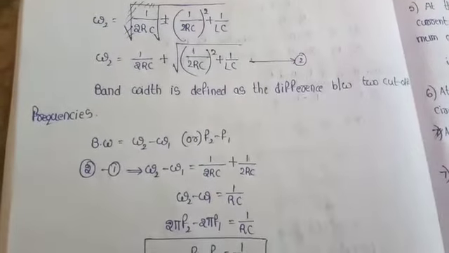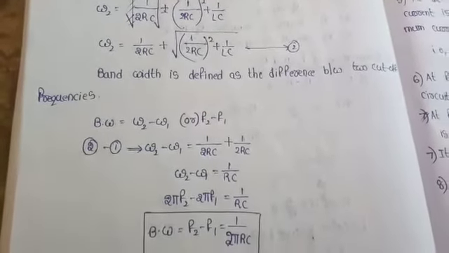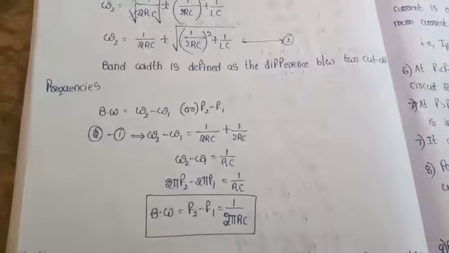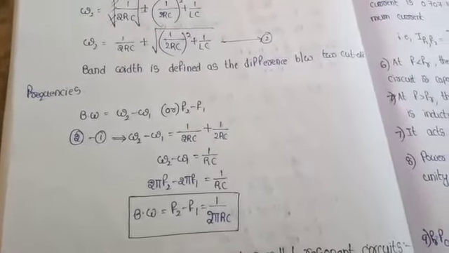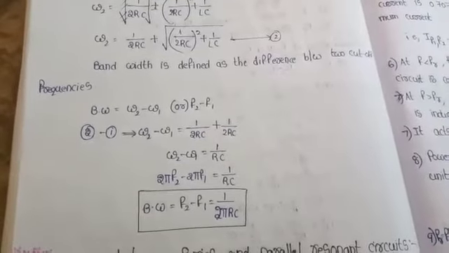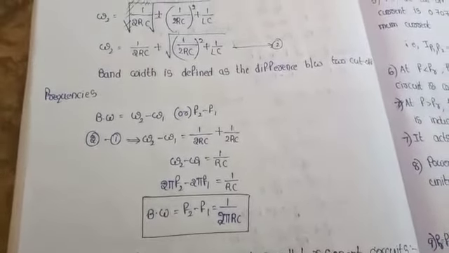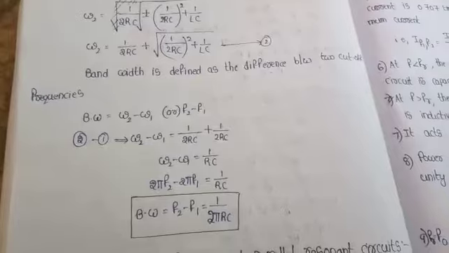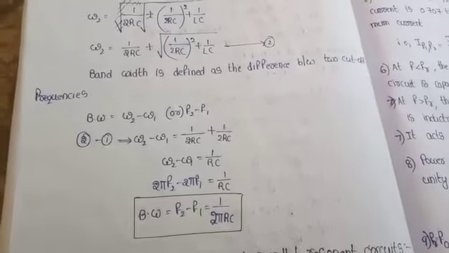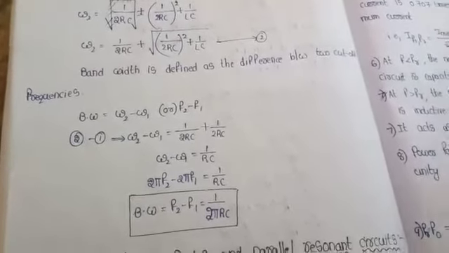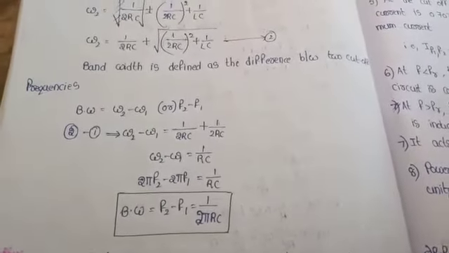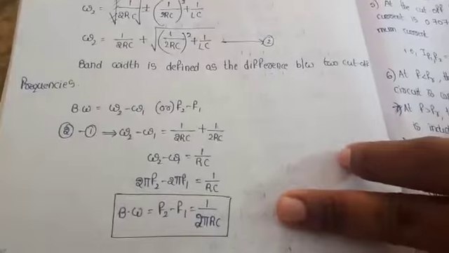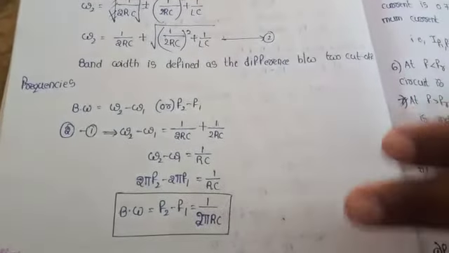Now bandwidth is defined as the difference between these two cutoff frequencies. Equation 2 minus equation 1: omega 2 minus omega 1 is equal to 1 by 2RC plus 1 by 2RC, that is omega 2 minus omega 1 is equal to 1 by RC. Put omega equal to 2 pi f, so F2 minus F1 is equal to 1 by 2 pi RC. The bandwidth of the parallel resonant circuit is 1 by 2 pi RC.